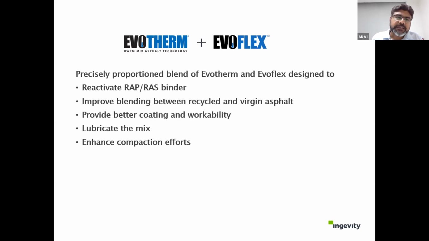Another interesting thing: we use RAP, and they also use shingles. Shingles are a kind of asphalt material used for roofing and things like that. They are still much harder and more brittle. So when we want to add such materials and lay roads, you need some kind of combination which works and gives you both better workability and better coating, and adds a little lubrication to the mixes also.